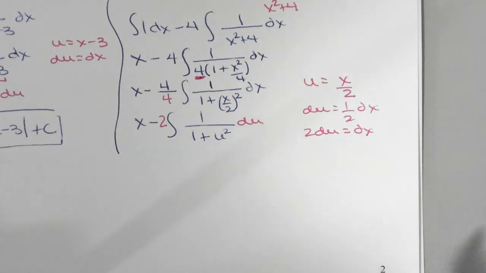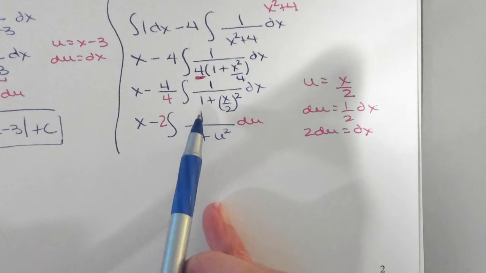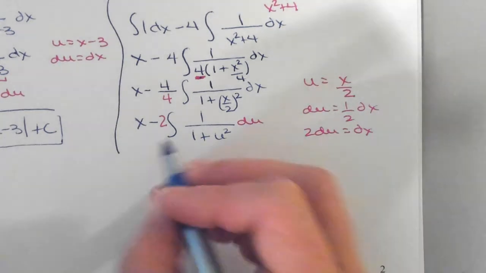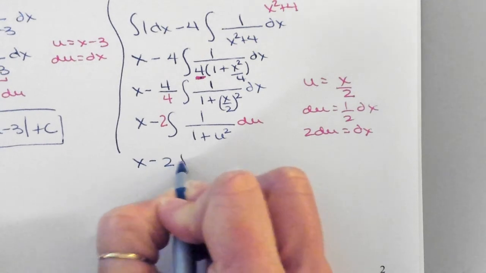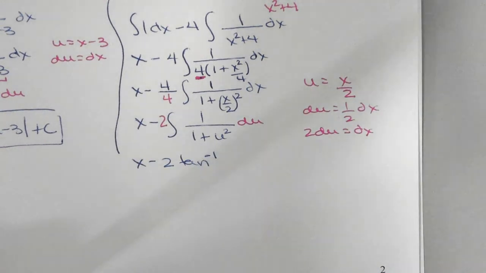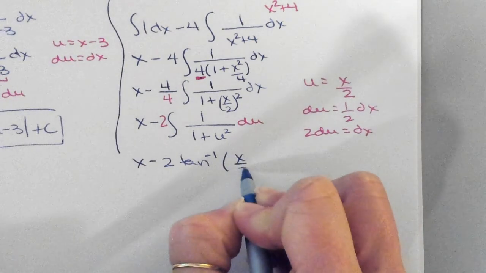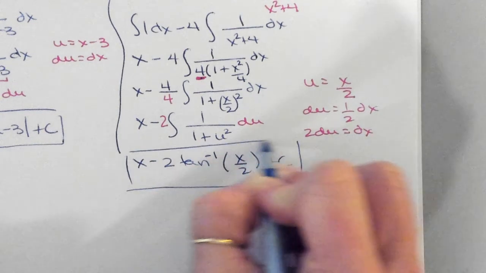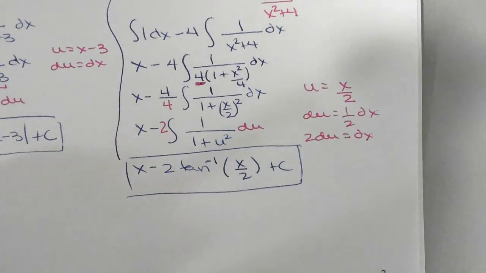Questions so far? Okay, what is the integral of 1 over 1 plus u squared du? Inverse tangent. So we have x minus 2 times the inverse tangent. What's u? x over 2, and what do I have to make sure I throw on there? Plus c. Okay, questions so far?